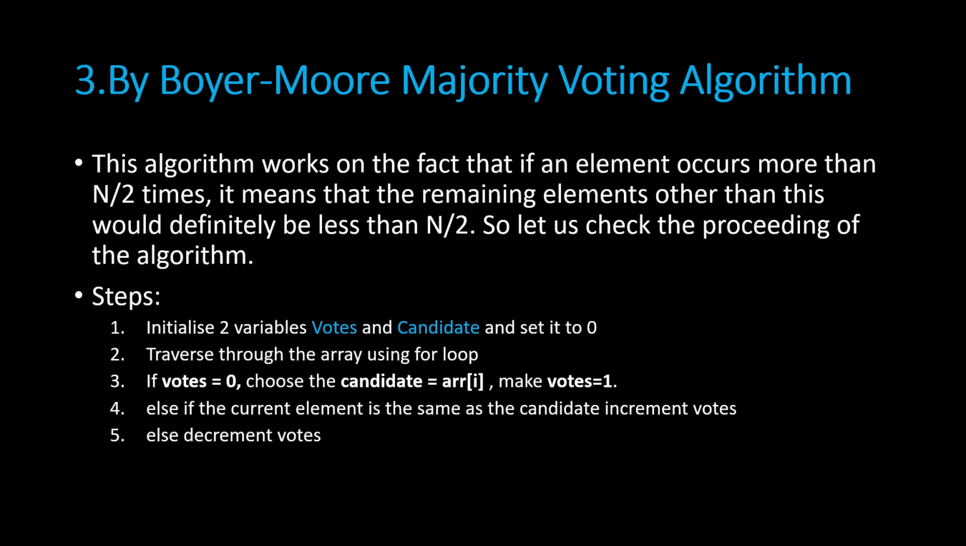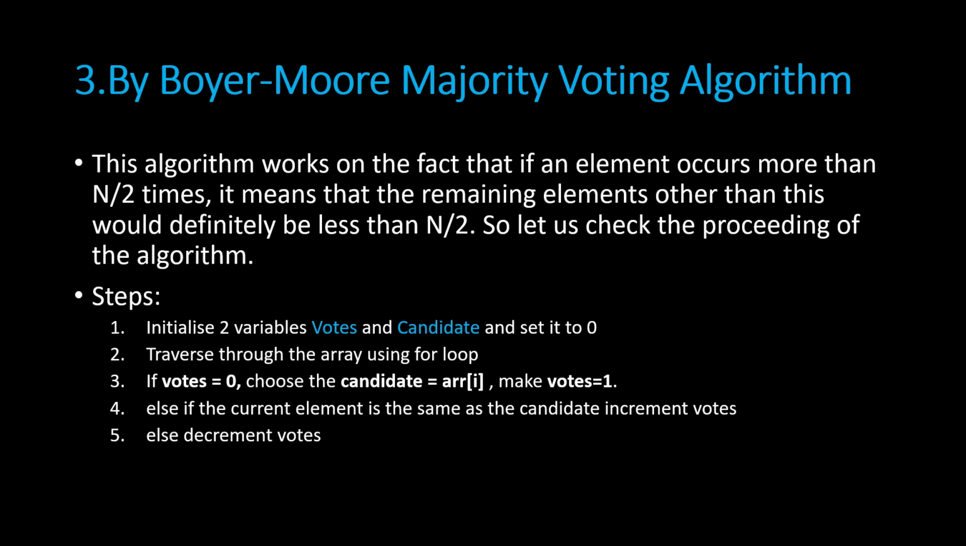So let us check the steps. First, we initialize 2 variables, votes and candidate, and set them to 0. Then traverse through the array using a for loop. Now if votes equals 0, then choose the candidate equal to array[i] and make votes equal to 1. Else if the current element is the same as the candidate, increment votes. Otherwise, decrement votes.